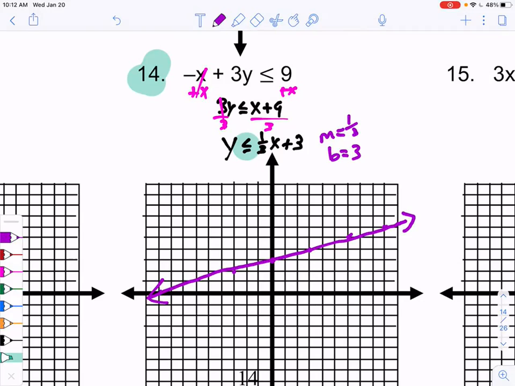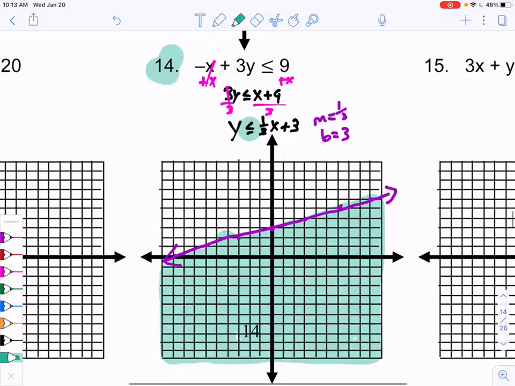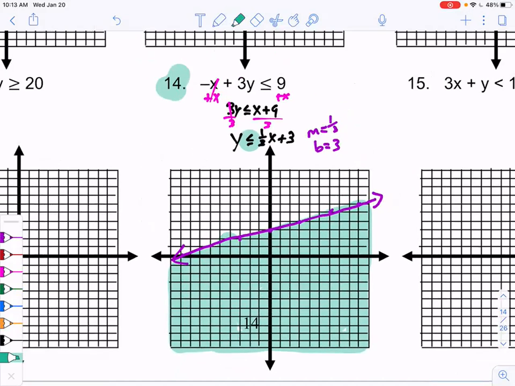And now we're going to shade either above or below. If it's less than, everybody, it's going to be below. Good. So you get a point on the line and you just shade down. Down, below is down. Just like that. And voila. There it is.